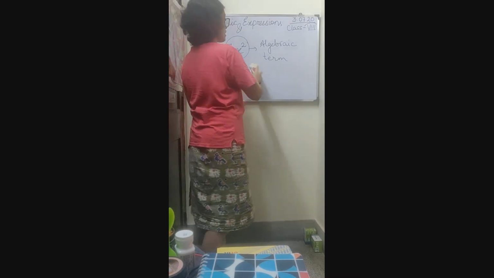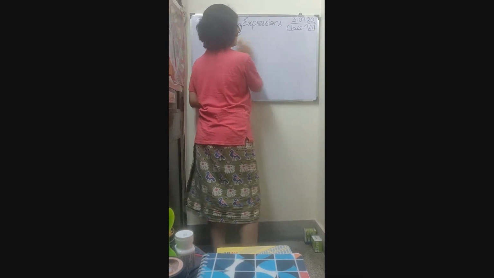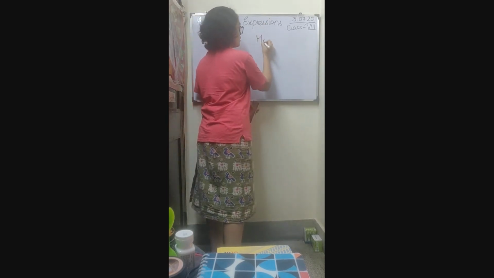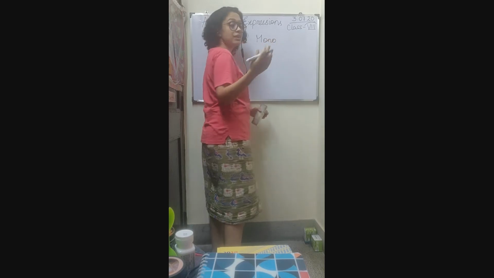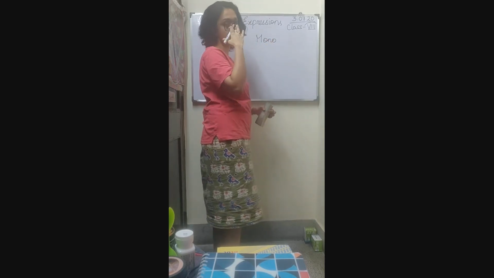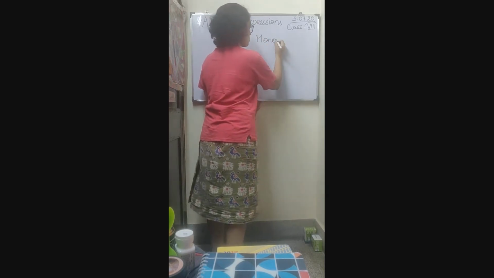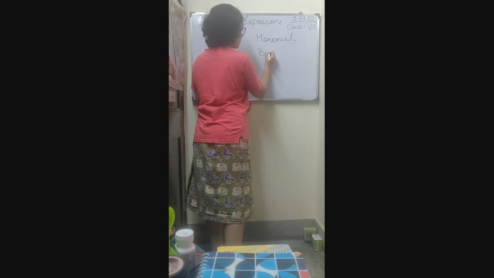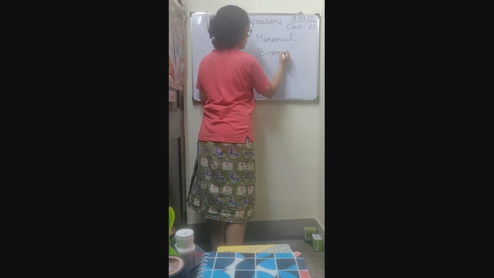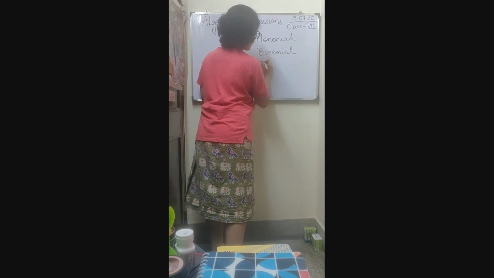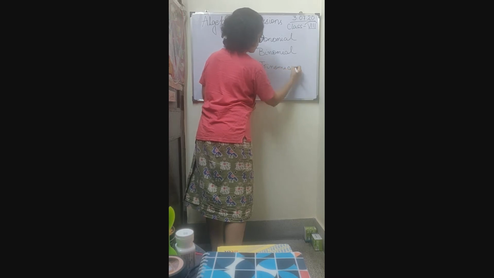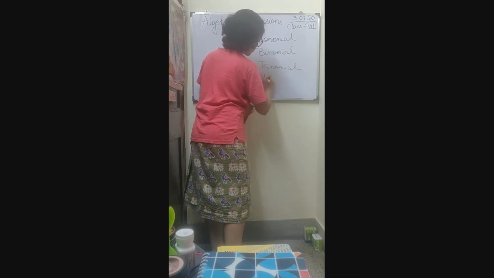The categories are monomial. We divide the algebraic expressions into certain categories. So they are monomial, binomial, trinomial, multinomial.